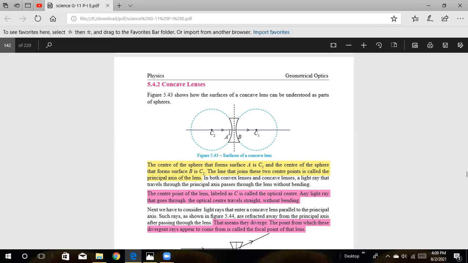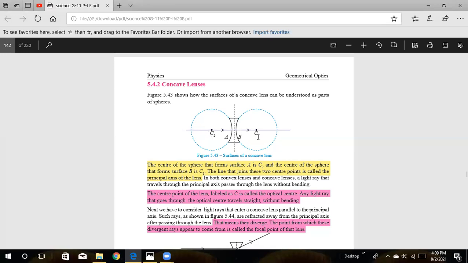The principal axis and the perpendicular line to the principal axis meet at this point. This point is C. It is the optical center. Then, light rays coming along the principal axis do not bend.